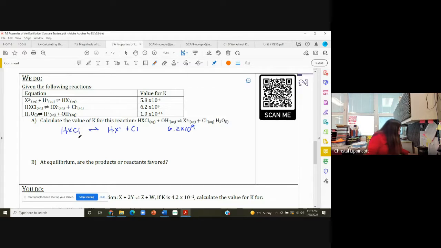All right. The next one then, I'm going to have H plus OH minus. And that's going to be H2O over here. What did I have to do to get this? I had to flip it. So when I flip it, I have to take the reciprocal of this. 1 over, or you can do that to the -1. Whatever you want to do, however you want to do it.